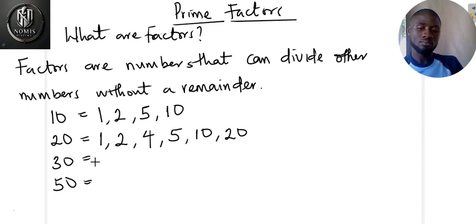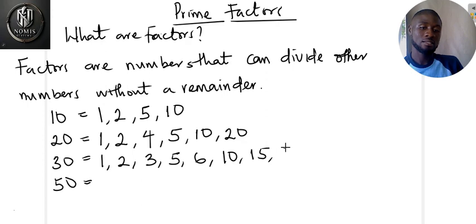Now, let's check for 30. 1 is a factor. 2 is a factor. 3 is a factor. Is 4 a factor of 30? No, because 4 times 7 is 28 and 4 times 8 is 32. So 4 is not a factor. 5, is it a factor? Yes. 6 is a factor. 7, is it a factor? No. 7 is not a factor. The next factor is 10, the next is 15, and the last is 30.